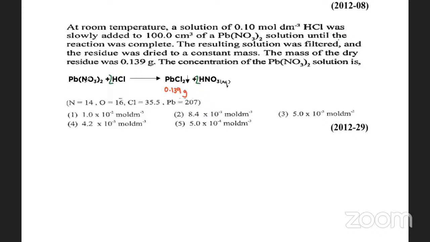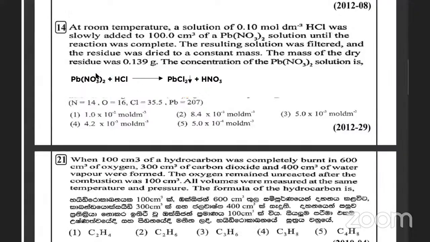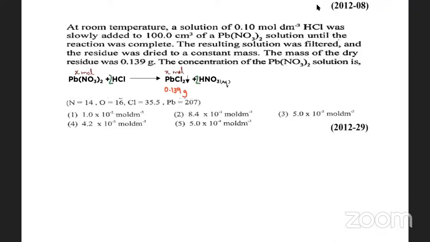What is the question? We have to find the lead nitrate concentration. What information is provided? This is easy. If you have X moles of lead nitrate, what will be the number of moles of lead chloride? X, because 1:1 is the stoichiometric coefficient. They have also provided the volume: slowly added to 100 centimeter cube of lead nitrate. And they are asking for the concentration of lead nitrate.